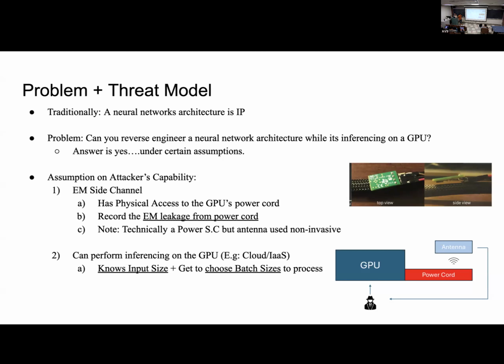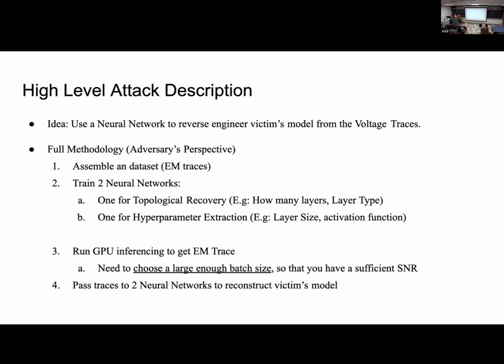The other assumption is that your adversary can perform inferencing on the GPU. You can imagine this as a cloud or infrastructure-as-a-service kind of situation. The important thing to note here is that your adversary needs to know the input size, and needs to be able to choose the batch size that the GPU is processing at runtime. So the high level attack description is that once you get your EM trace, the way you would process it is to use another neural network.